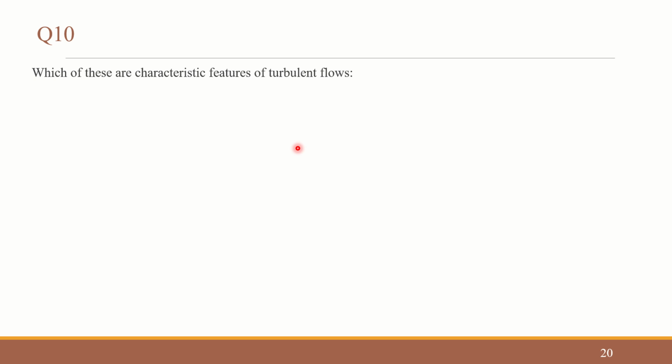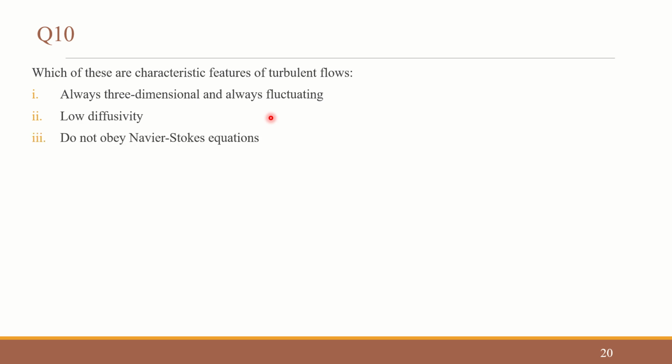In question 10 it is given: which of these are characteristic features of turbulent flows? First one, it is always three-dimensional and always fluctuating. Second one, low diffusivity. And third one, do not obey Navier-Stokes equations. When we are talking about turbulent flows, what are the characteristic features? In the first few slides itself, we have seen it is about chaotic motion. We have high diffusivity and high fluctuations in turbulent flows. But a few more things are given over here, and we need to identify them.